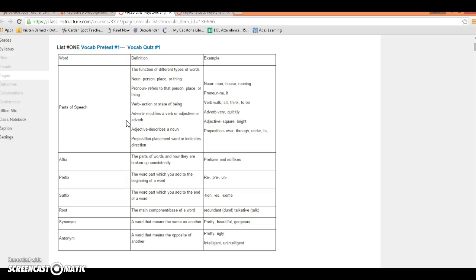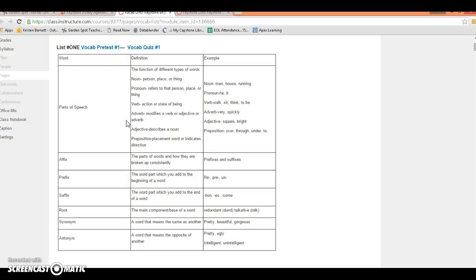A verb is an action or state of being word. So walk, sit, run, think. But to be words also, like I am sitting, or I am a teacher. The I is a pronoun, the am is a verb, the teacher is an adjective.